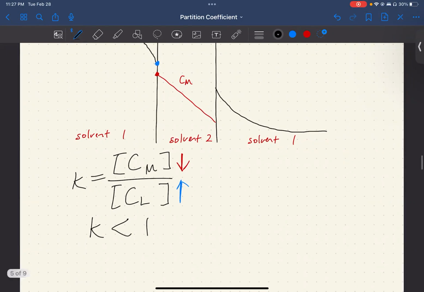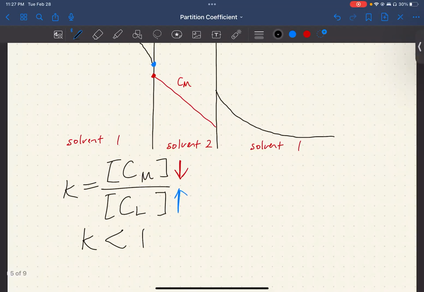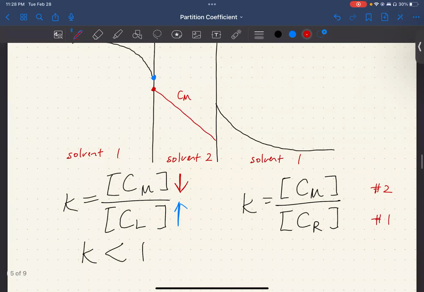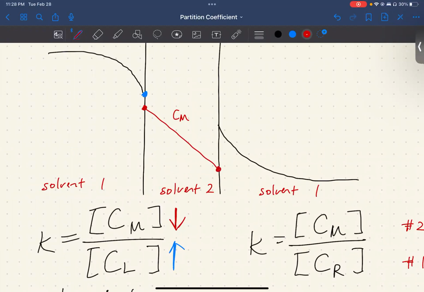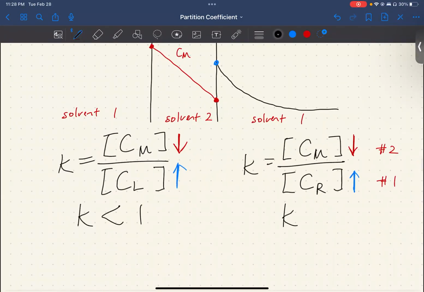Now let's do this again for the right-hand side at this interface. If we keep the same convention, we said solvent 2 is on top and solvent 1 is on the bottom. That's just how we've been writing it out. We have K equal to Cm over Cr, solvent 2 over solvent 1. If we take a look here, Cm is down here and Cr is up here. So again, Cr is greater than Cm. This means the partition coefficient is less than unity, less than 1.